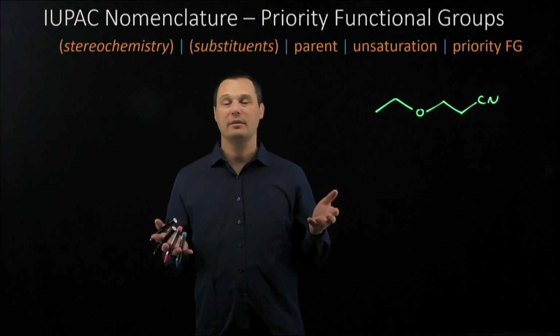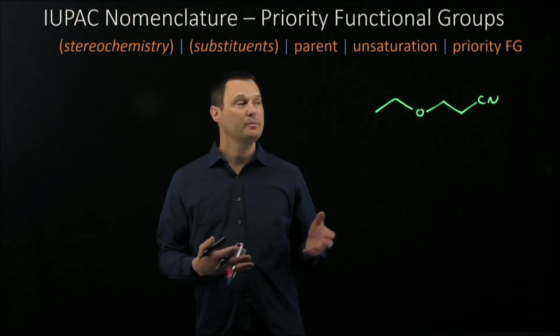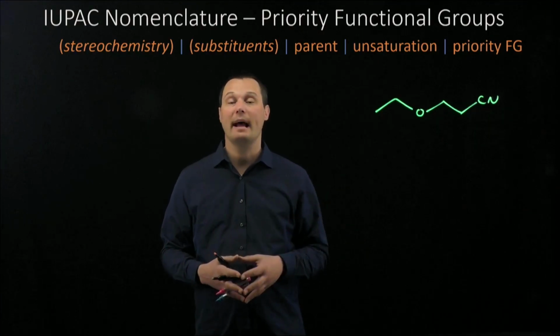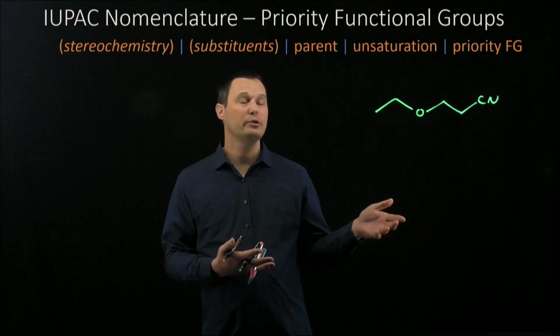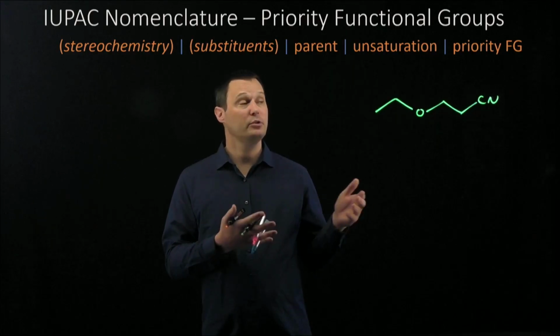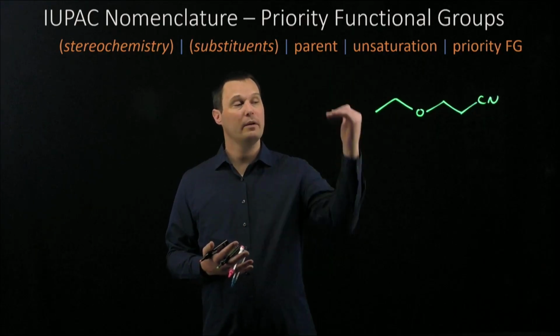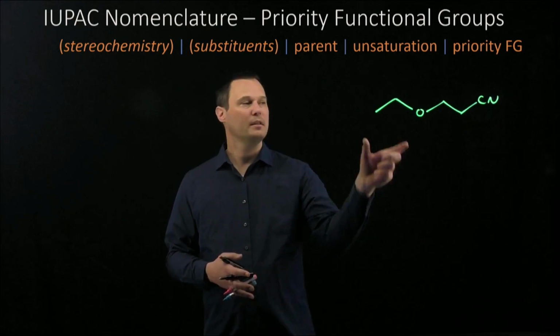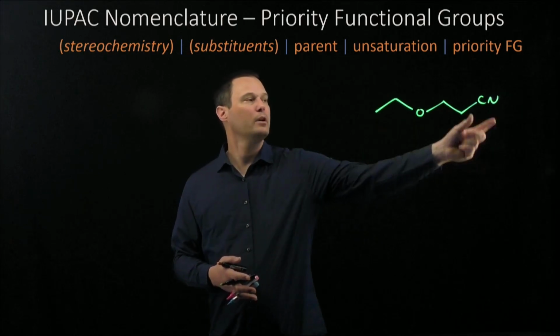Let's up the complexity for this next example a little bit. Pause the video, see if you can find the parent hydrocarbon, and decide how it's going to be numbered. This is our first molecule with 2 different functional groups in it. We'll need to be able to identify these functional groups and figure out where they are in our priority ranking system. On the left side of this molecule, we have an ether, and on the right side of the molecule, we have a nitrile.